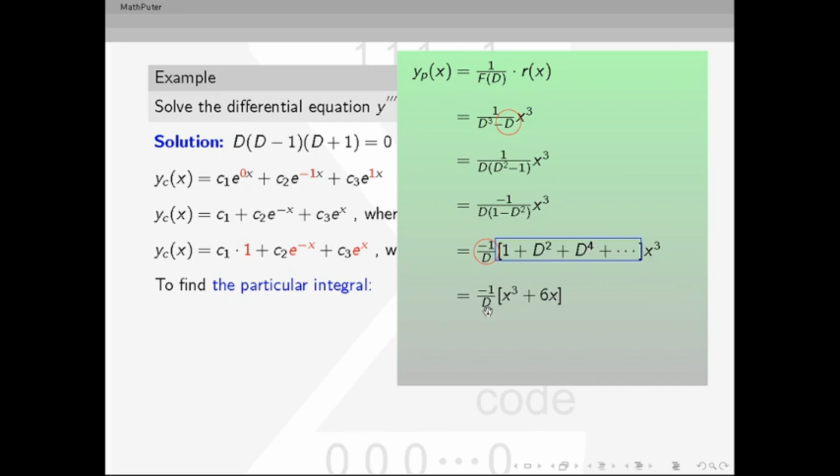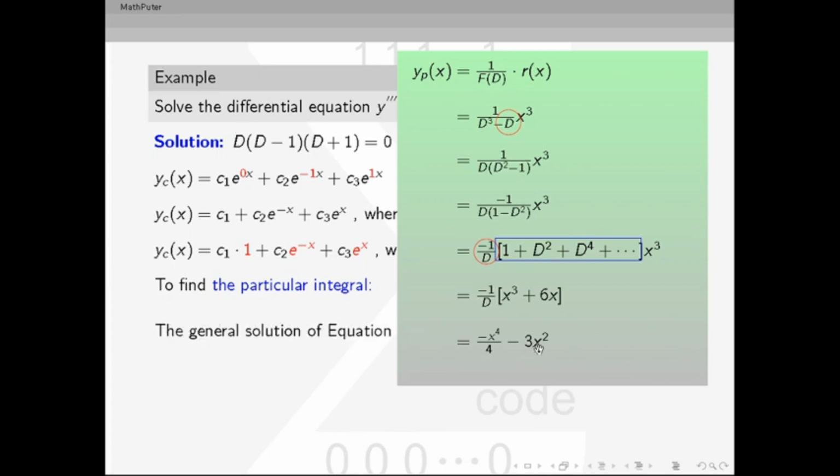Yes, D is derivative. So what is 1 upon D? That is D inverse. Inverse of derivative is integration, that we know. So let us integrate this quantity. The integration of x cube is x raised to 4 upon 4 with this minus sign. The integration of 6x is 3x square with this minus sign. So our yp(x) is this.